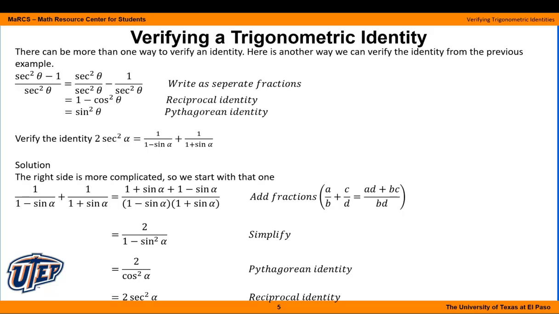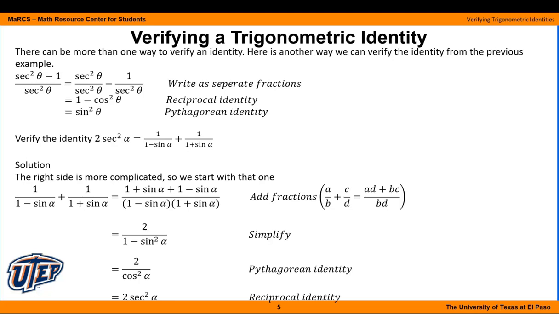Even though the steps differ from the previous slide, we arrive at the same conclusion. This illustrates an important point. There is often more than one valid path to a correct verification. For the second identity, the right side is more complicated, so we begin there.